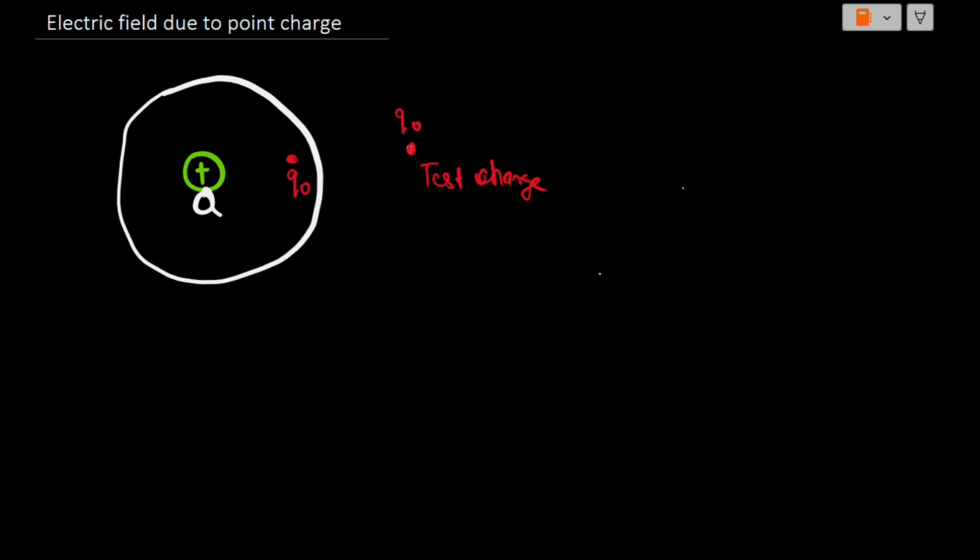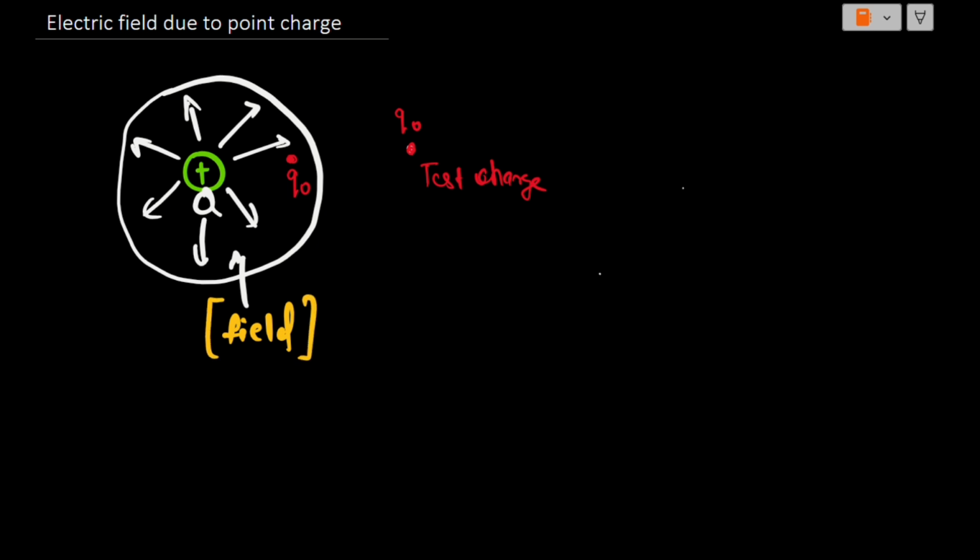Now we know that the electric field due to a positive charge always goes outwards from the charge. So this is the direction of the electric field that the charge possesses. This positive charge has an emerging electric field, and this is what we call the field. So this is the electric field of this positive charge.